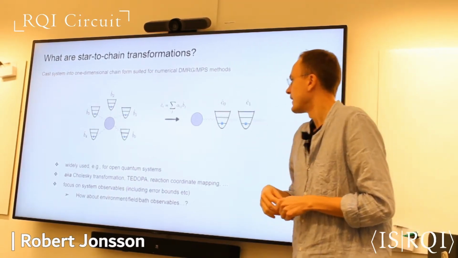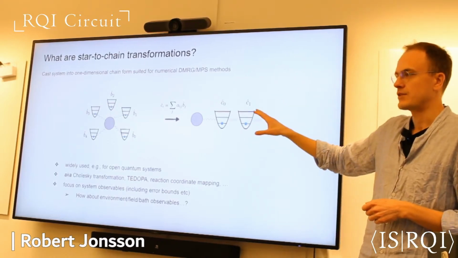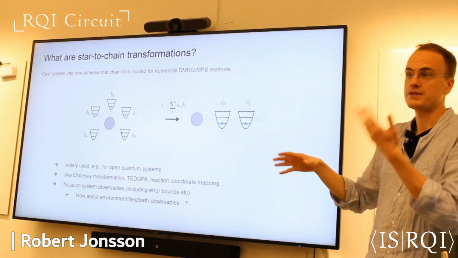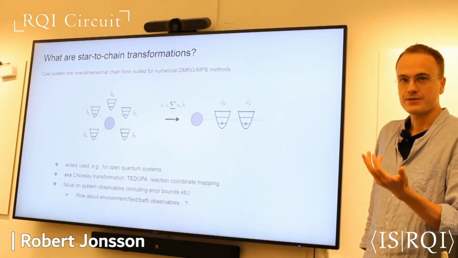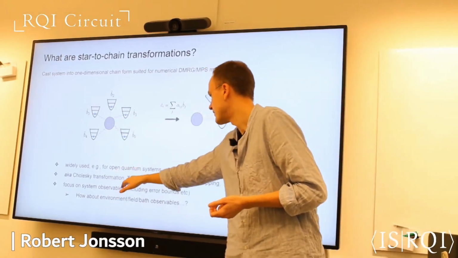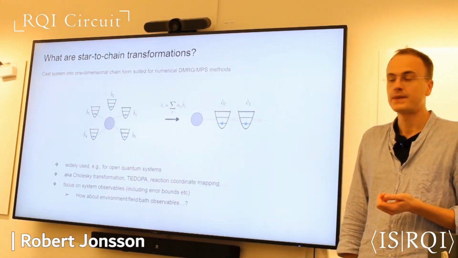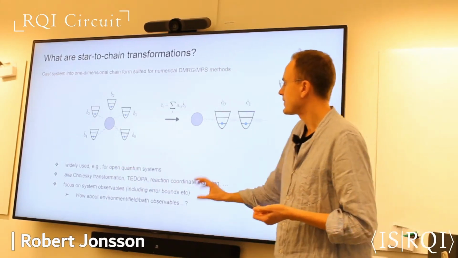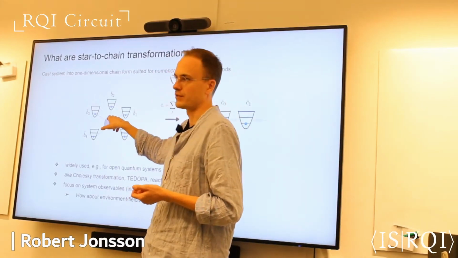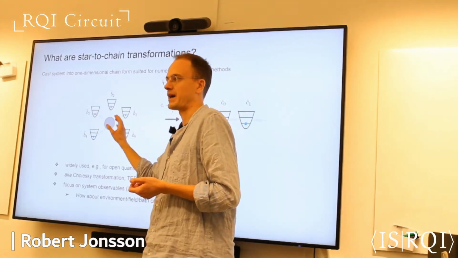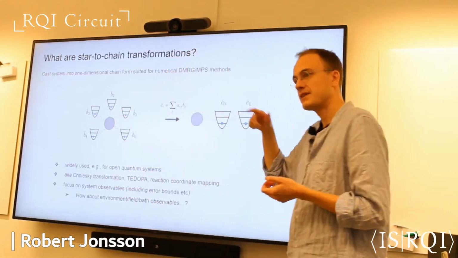Full stop. And so these transformations are widely known and widely used, in particular for open quantum systems. And depending on the community, they will go by different names. You can look for Cholesky transformations, T-DOPA, reaction coordinate mapping. And typically, what is done is that people are most interested in observables in the system, not so much in what the bath does or observables on there. But that's what we wanted to get at.